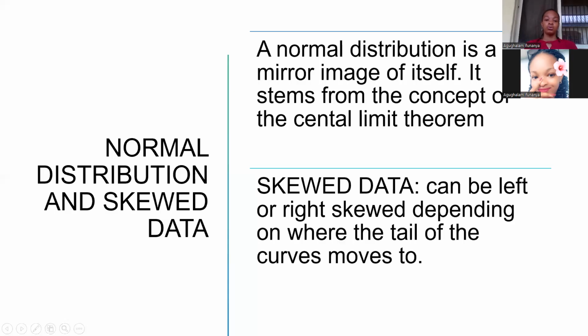Okay, so we'll talk about normal distribution more in our next video, but I just wanted to say that the normal distribution is a mirror image of itself, and it stems from the concept of central limit theorem. We'll talk about central limit theorem better in our next video. And then skewed data can be left or right skewed depending on where the tail of the column moves to.